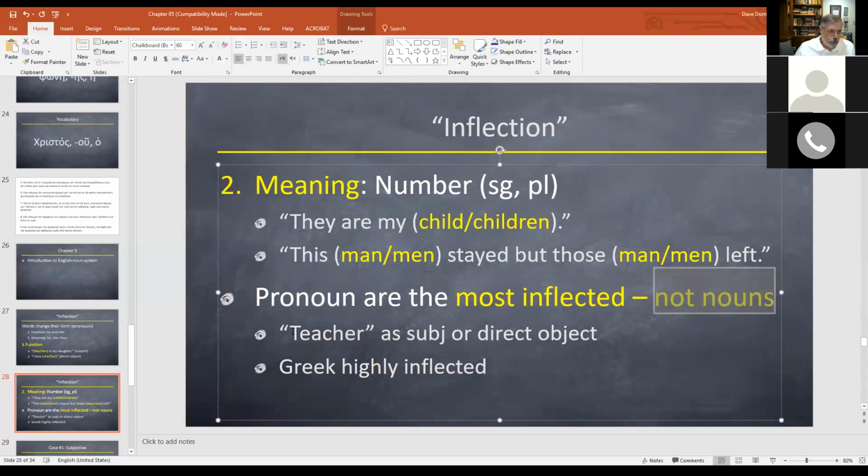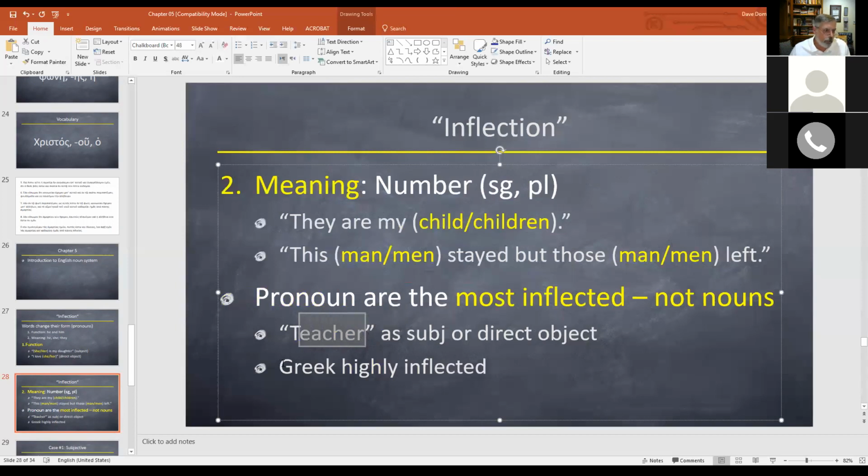For example, teacher is a noun. It can be used as a subject or as a direct object. The teacher gave me my homework. Well, the teacher is the subject in that case. I called my teacher about the homework. Well, there the teacher is the direct object. The form of teacher did not change in English. It stays the same. And the only way we know whether or not it's functioning as a subject or the direct object in English is where it's located in the sentence.